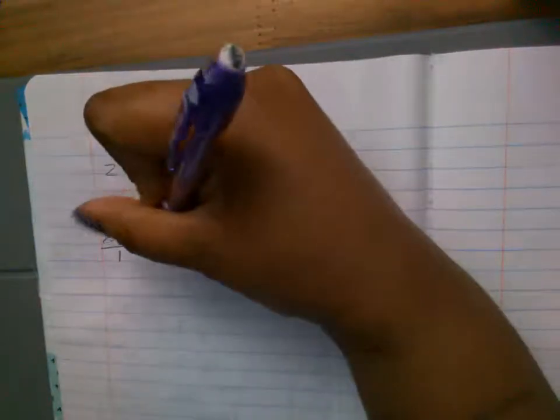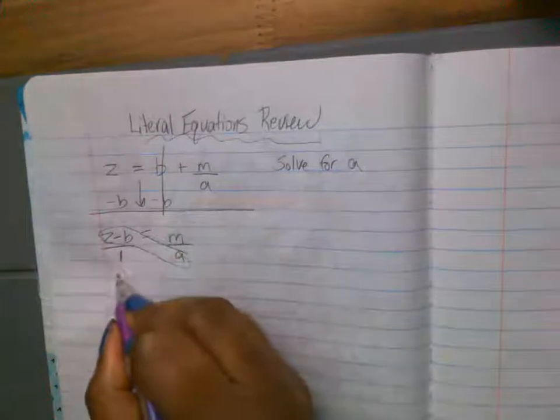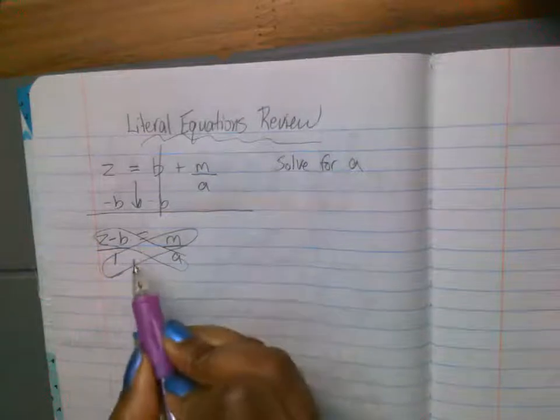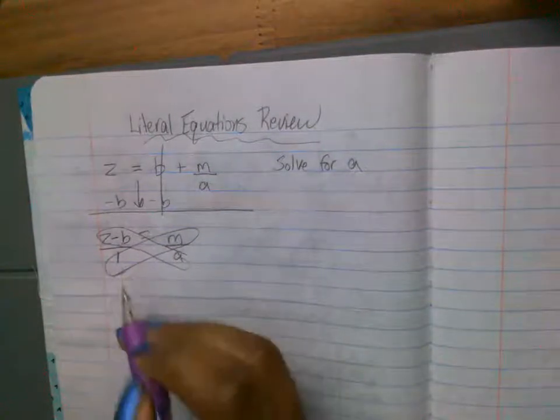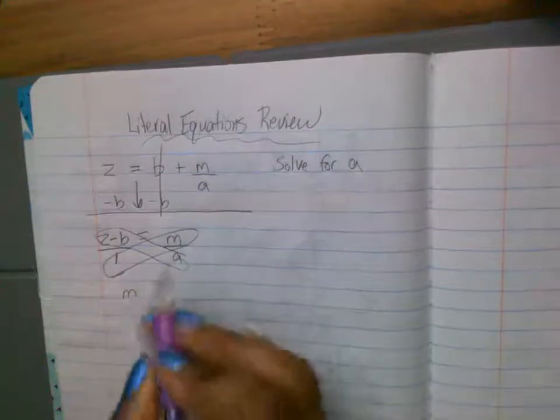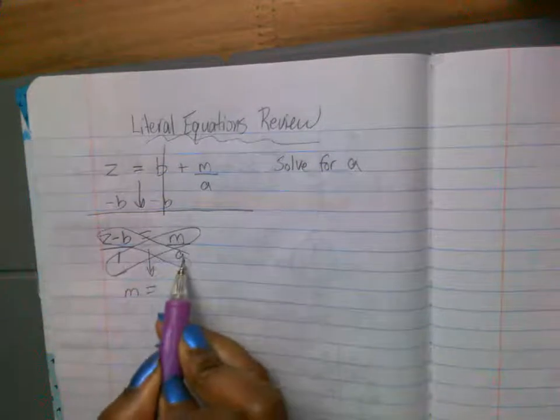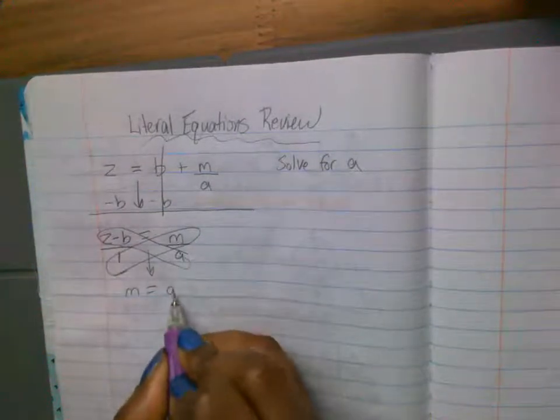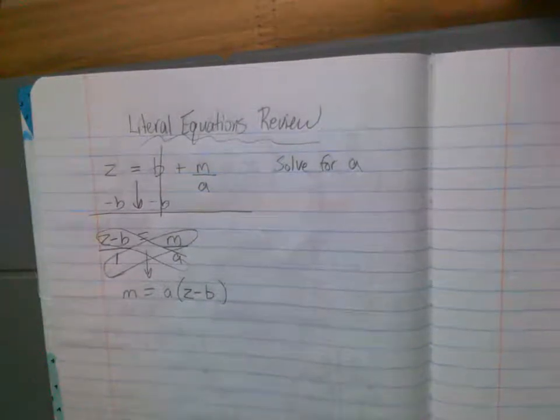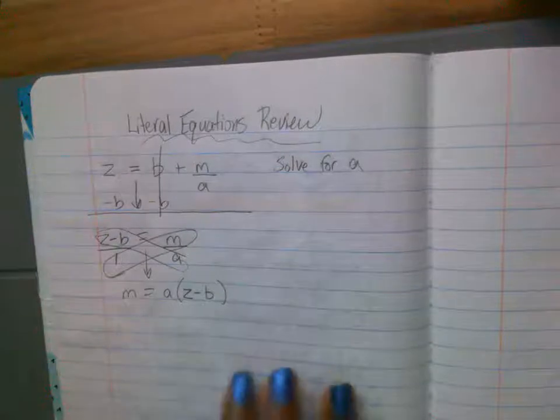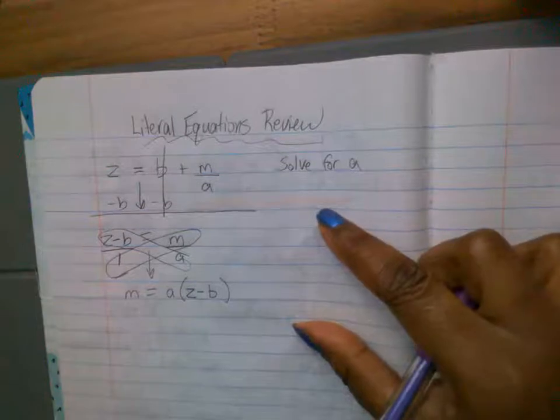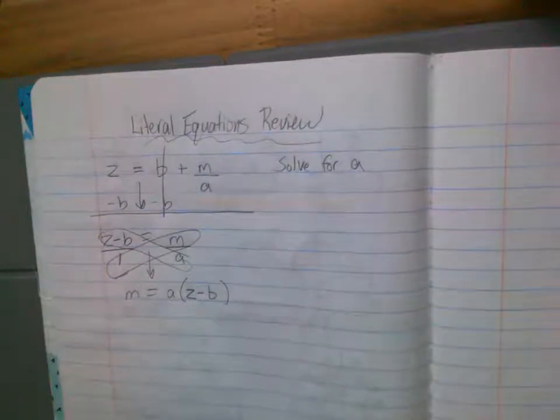When you use cross multiplication, you're going to go this way, you're going to go this way. You got M times 1 is M. And this way, bring down my equal sign, you got A times Z minus B. Questions so far about how I got this? I don't see any hand raises.